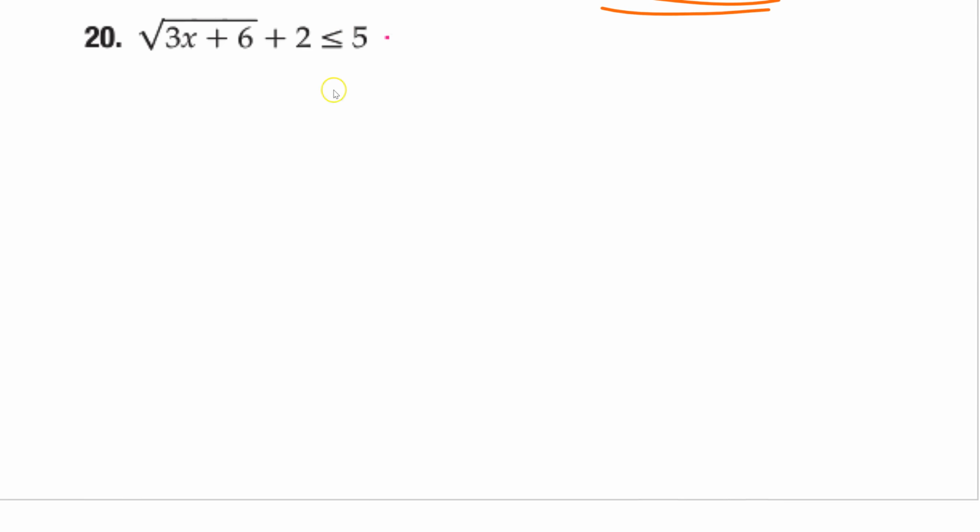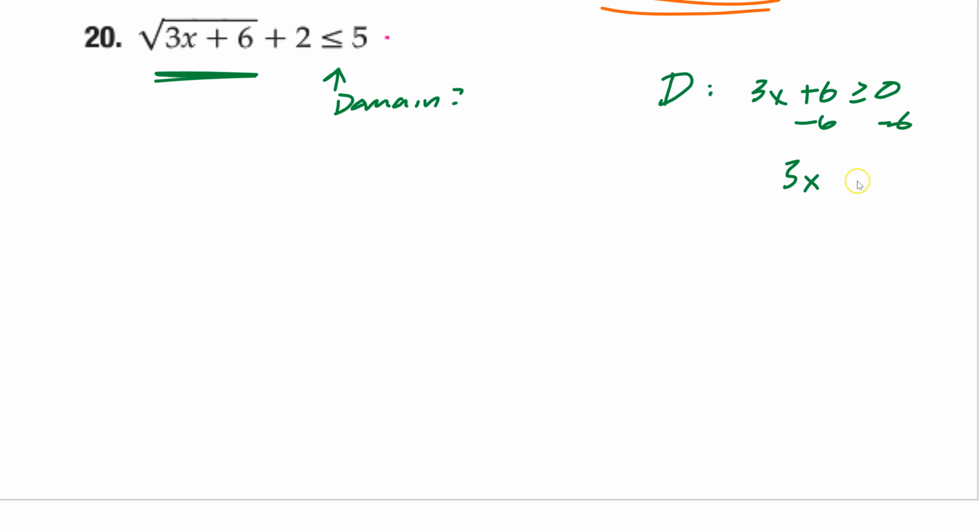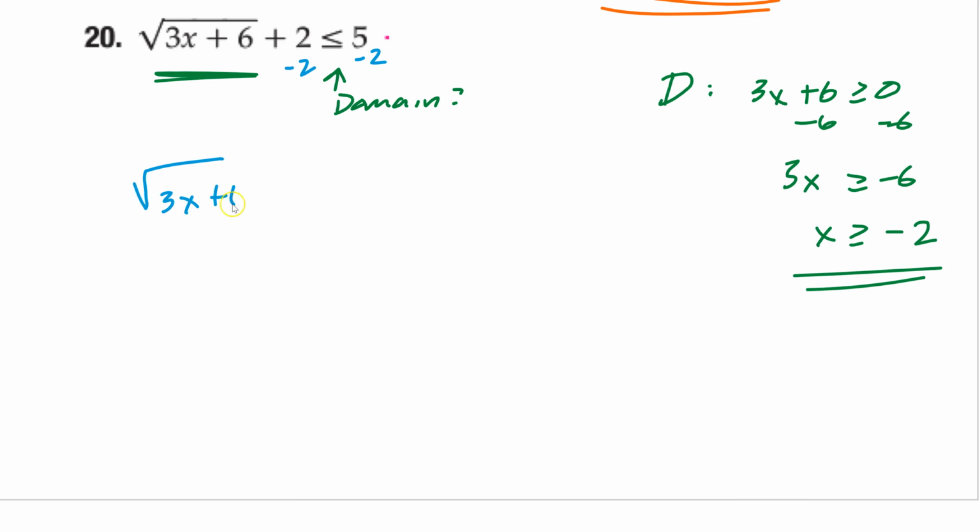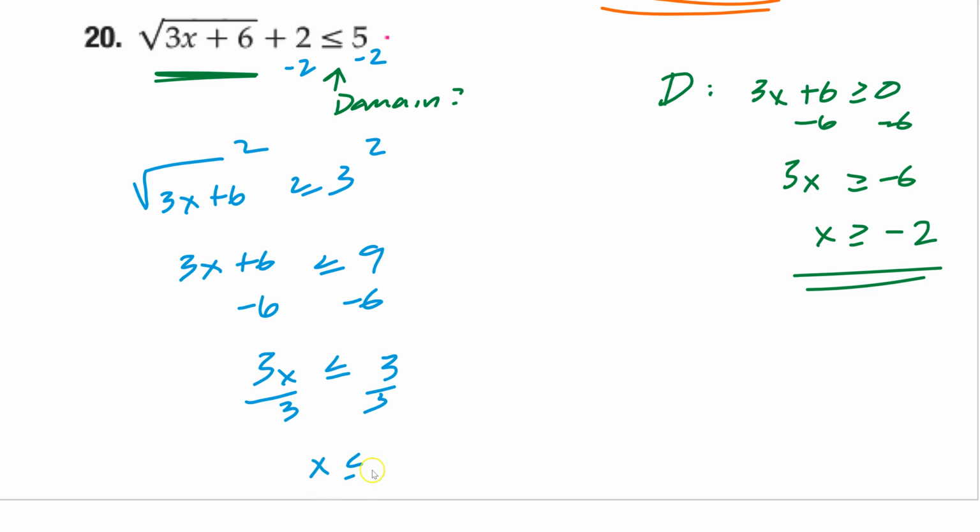Again, I see an inequality. If you see an inequality, you have to think domain. So my domain is 3x plus 6 has to be greater than or equal to 0. Can't have negative radicals. Subtract 6. X has to be greater than or equal to -2. And then we're just going to solve it like normal. So let's subtract 2, subtract 2. The square root of 3x plus 6 has to be less than or equal to 3. Square both sides. 3x plus 6 has to be less than or equal to 9. Subtract 6. 3x is less than or equal to 3. Divide by 3. X is less than or equal to 1. So we're less than or equal to 1, but we're greater than or equal to -2. So x is between those two. That's our answer for that one.